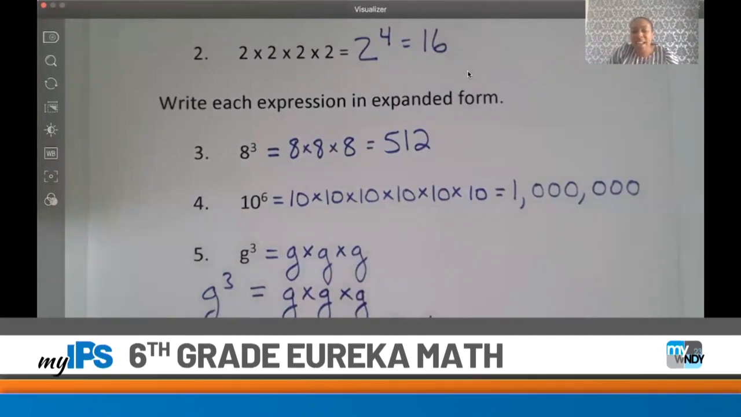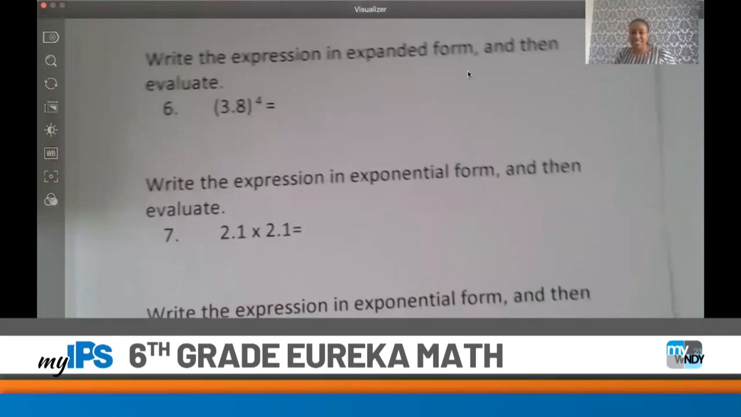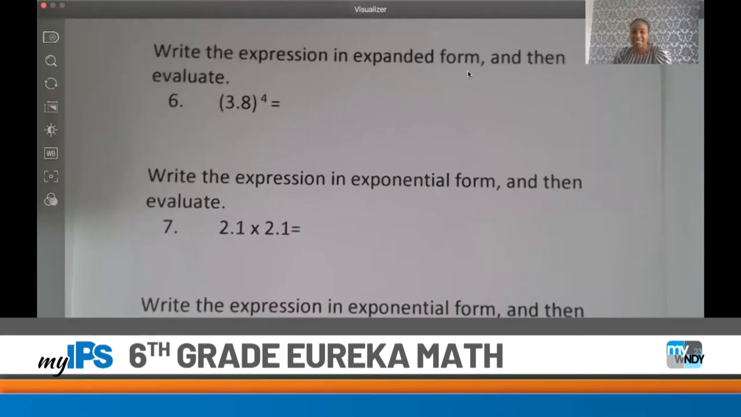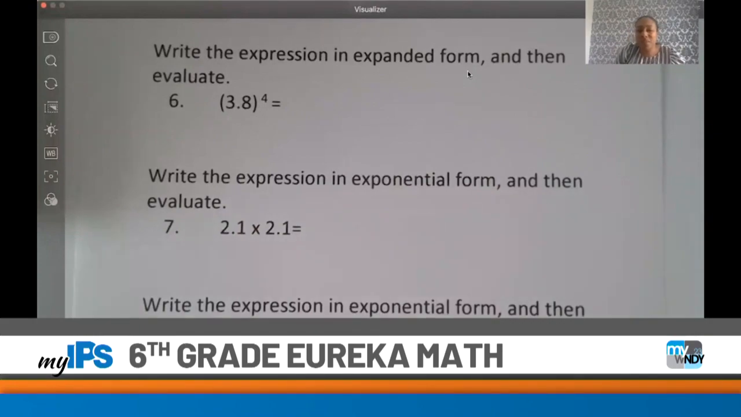Now, let's go ahead and move on to numbers 6 through 8. Complete numbers 6 through 8, and when you're ready, we'll go over the answers. Let's review our answers.